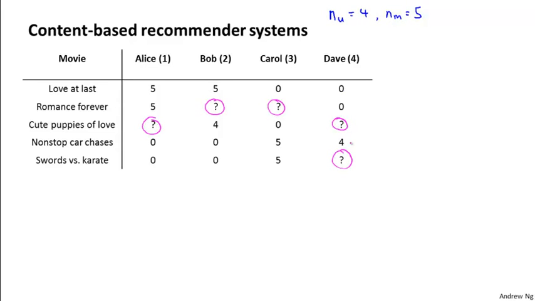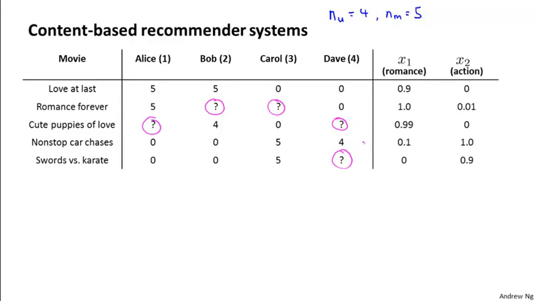Let's suppose that for each of these movies, I have a set of features for them. In particular, let's say that for each of the movies, I have 2 features, which I'm going to denote x1 and x2, where x1 measures the degree to which a movie is a romantic movie, and x2 measures the degree to which a movie is an action movie. So if you take a movie, Love at Last, it's 0.9 on the romance scale, so it's a highly romantic movie, but 0 on the action scale, so almost no action in that movie.